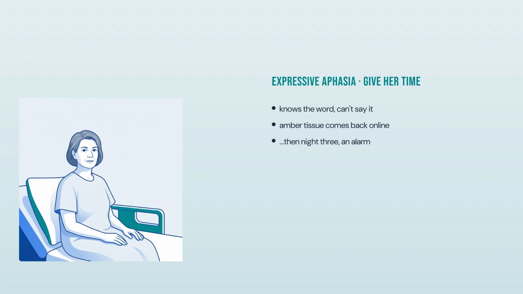Eleanor keeps her right-sided weakness and her expressive aphasia at first. She knows the word and cannot say it, and that is agonizing for her, so the team gives her time and never finishes her sentences. Over weeks, with therapy, the amber tissue you saved comes back online, and the words return. She will recover. But while she was recovering, on the third night, the monitor you were told this room did not have, alarmed. Because her brain had one more way to fail.